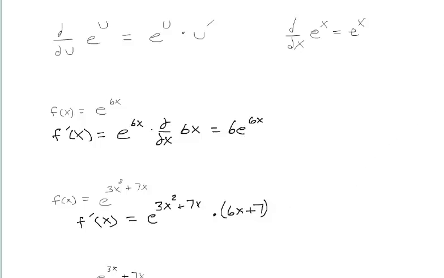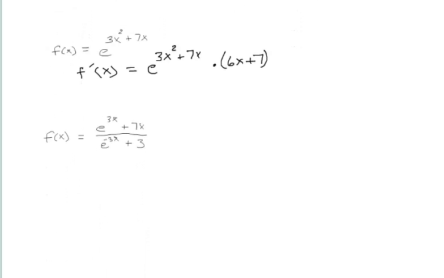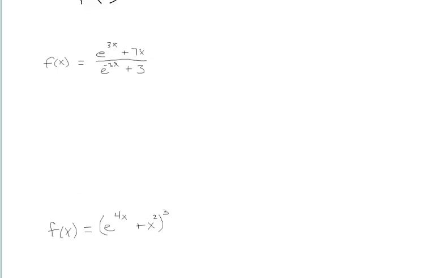And remember, all the other rules stay the same. We may have to use the exponential rule within using other rules. So the first example I have of that is f(x) is equal to e^(3x + 7x) divided by e^(-3x + 3). And here we have to use the quotient rule. But within the quotient rule, we're going to need to use the exponential rule a couple of times.